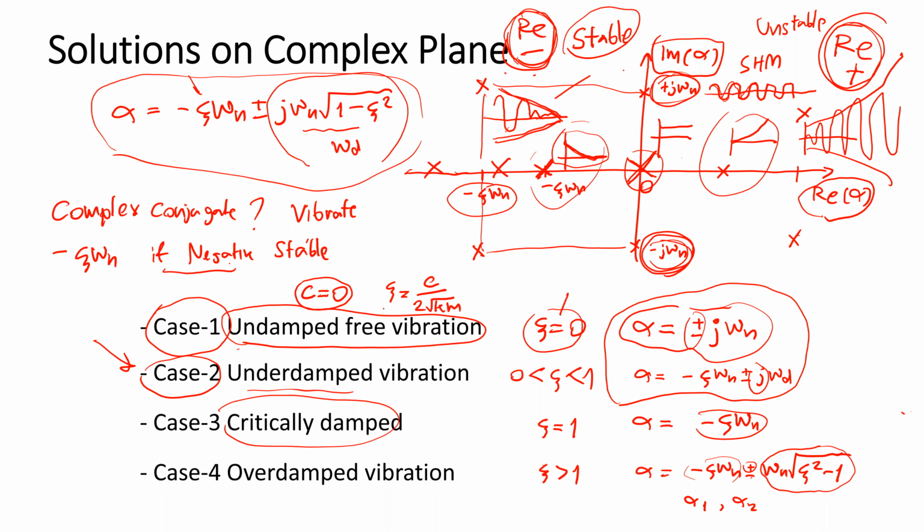Just only this. You have to check if it has the complex conjugate j or not, and check if the value of minus sine omega n is on the left-hand side or the right-hand side of the S plane.